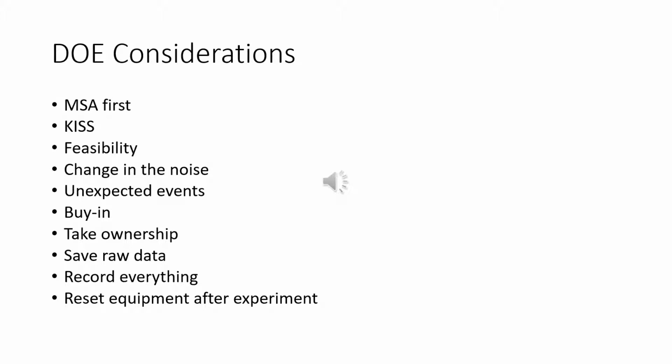If you have a change in the noise, for example, let's say you did one run in the morning and the next one in the afternoon and the temperature changed. That would be noise that you didn't account for. And watch out for unexpected events. We were actually doing an experiment, and a train went by the factory and just shook everything up. And it kind of ruined one of our experiments.